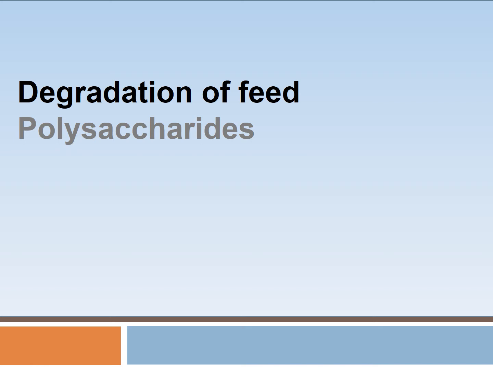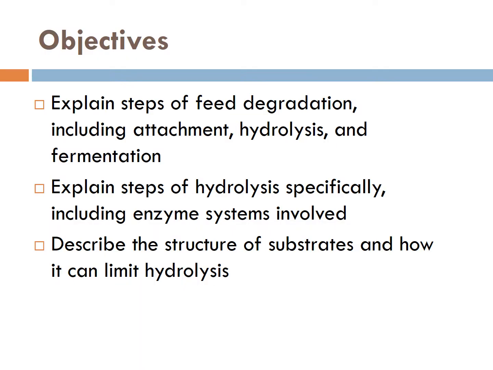In the next two lectures, we'll discuss degradation of feed. We'll begin today with polysaccharides. By the end of these two lectures, you'll be able to explain steps of feed degradation, including attachment, hydrolysis, and fermentation. You'll be able to explain steps of hydrolysis specifically, including the enzyme systems involved, and describe the structure of substrates and how it can limit hydrolysis.